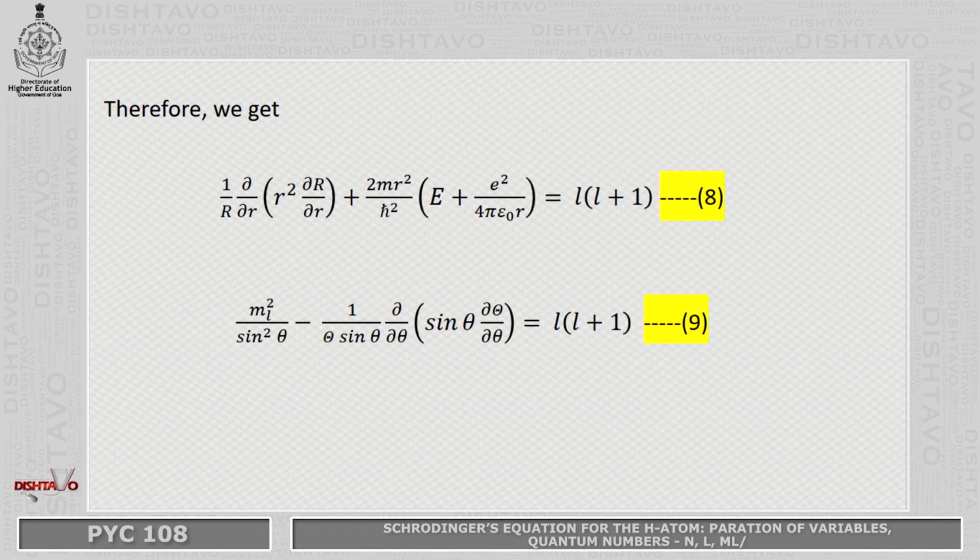Therefore we get equation 8 which depends only upon r, that is 1 upon r d by dr, r square dr by dr plus 2m r square upon h cross square, E plus e square divided by 4 pi epsilon naught r, is equal to L into L plus 1. And equation 9 which depends only on theta, that is ml square divided by sine square theta minus 1 upon theta sine theta d by d theta sine theta d theta by d theta is equal to L into L plus 1.